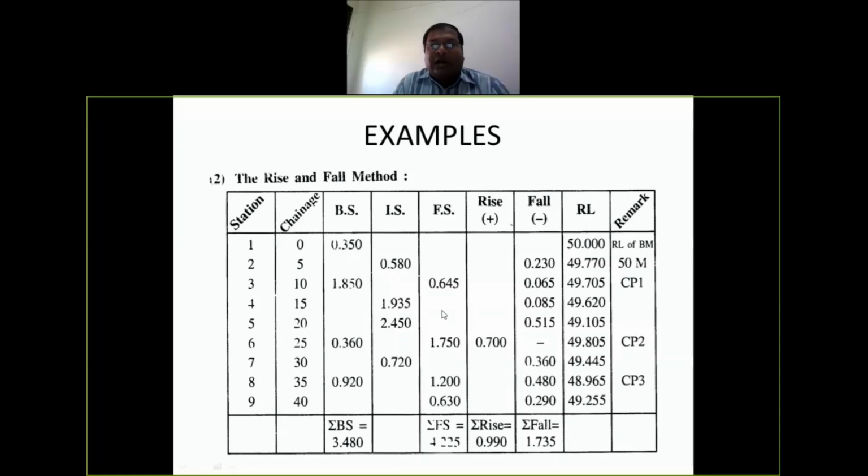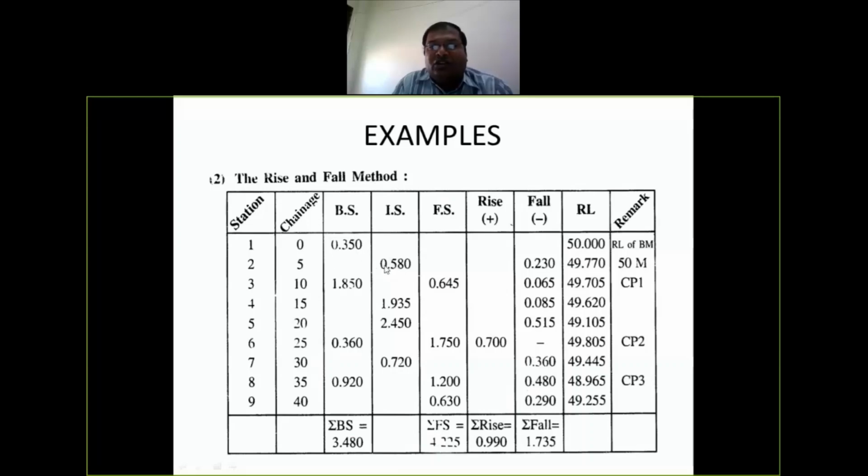Now you can see the same example using the rise and fall method. So now I will not say how to enter the reading, we already discussed, because we have taken the same example. Instead of HI, I have put here rise and fall. So I will only show the calculation. So as I told you, if you want to find what is the rise and fall at this particular point 2 with respect to point 1, what you have to do, you have to simply take the difference of these two station points 1 and 2.